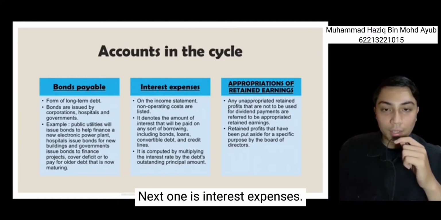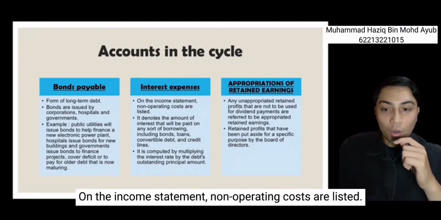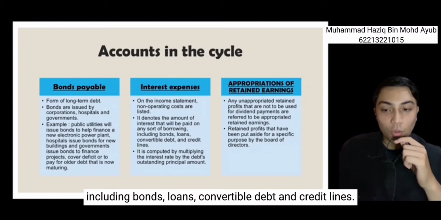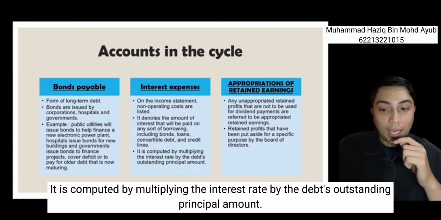Next one is interest expense. On the income statement, non-operating costs are listed. It denotes the amount of interest that will be paid on any sort of borrowing, including bonds, loans, convertible debt, and credit loans and credit lines. It is computed by multiplying the interest rate by the debt's outstanding principal amount.